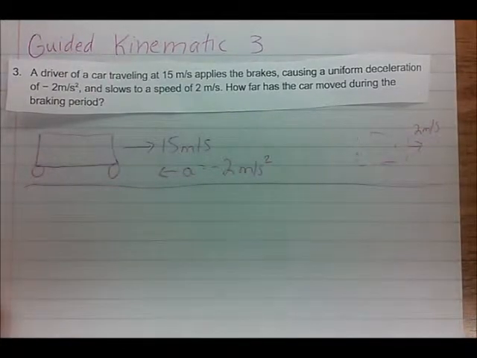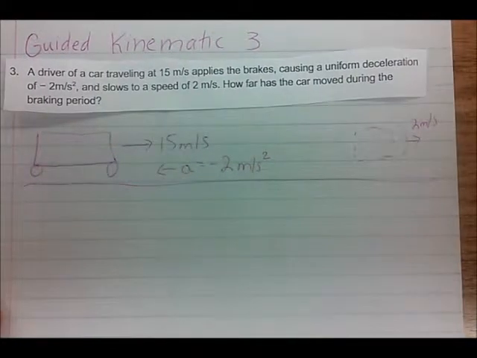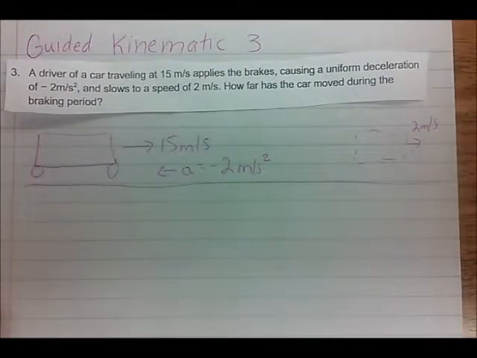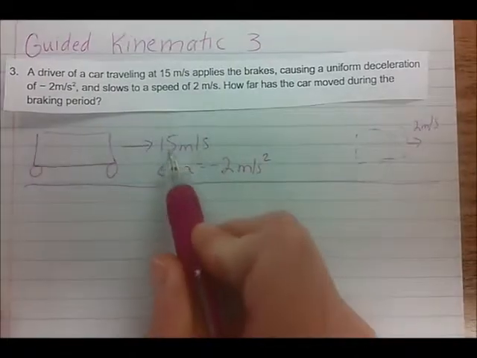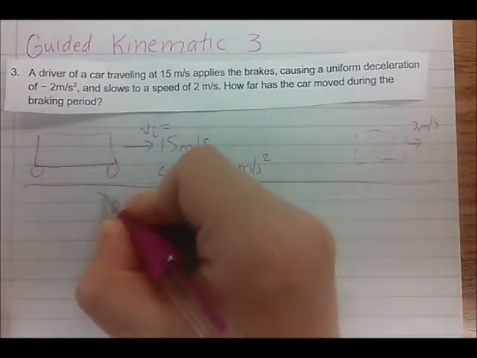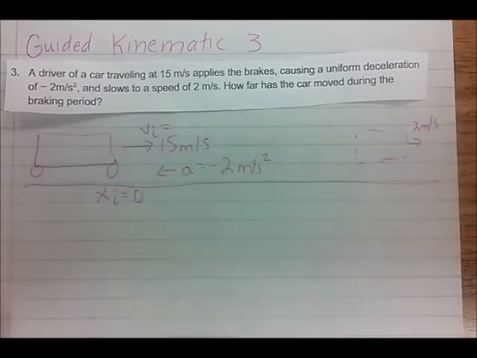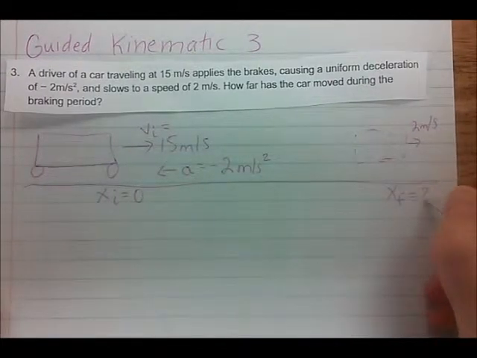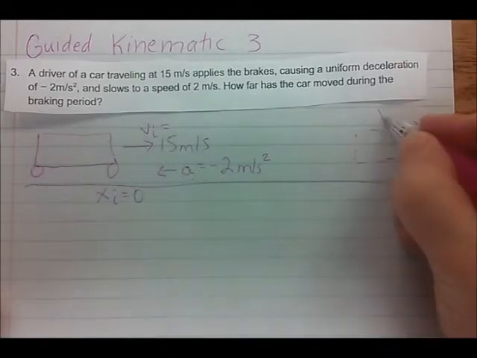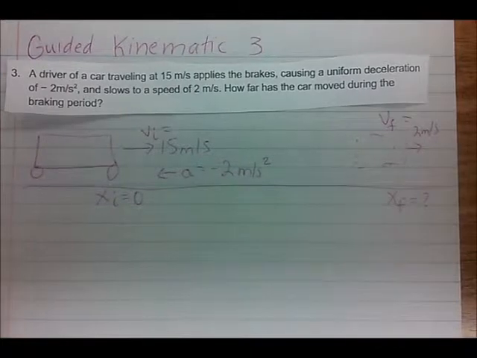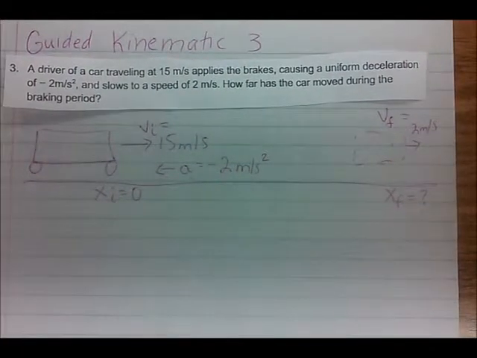Next, we need to see if we need to convert anything. And it looks like everything is in correct units, so we do not need to convert anything. Next, we need to write down our knowns and our unknowns. So this is going to be our initial speed. Our initial position is going to be 0. We do not know our final position. Here is our acceleration. And our final speed is 2. All right, so we have our knowns and our unknowns.